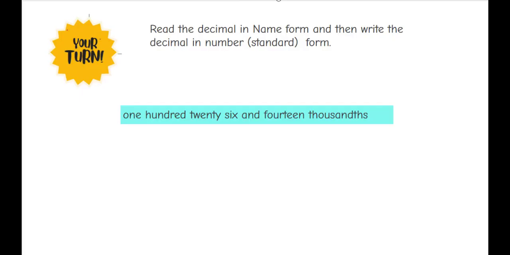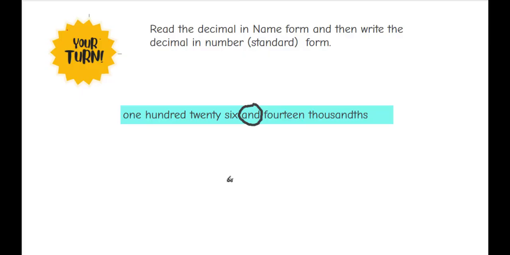The next one is 126 and 14 thousandths. We're writing it from name form into standard form, or we also call that written form. We want to start using our new vocabulary. Written form to standard form. How do you think you did on this one?